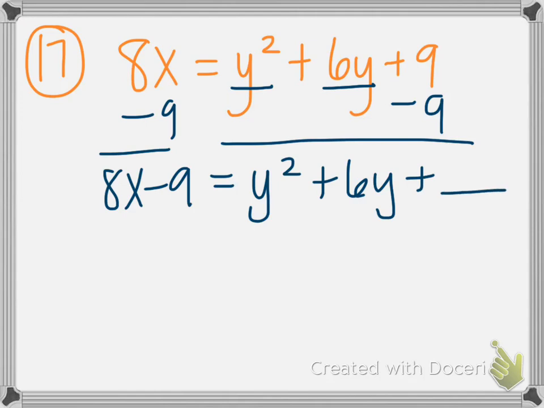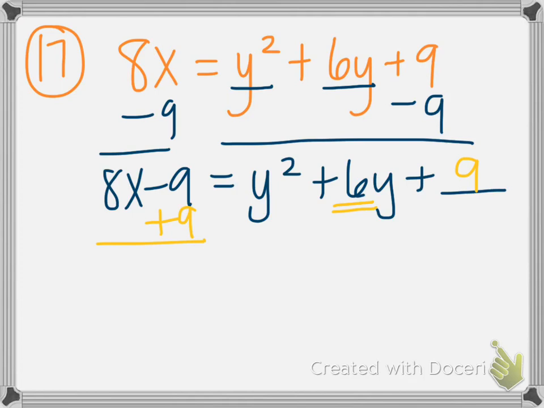Now what's going to have to go in the blank? Well, to figure that out, I take the b value, the 6, and divide it by 2. 6 divided by 2 is 3, and I square it. So I have 3 squared, which is 9. So that goes in the blank. But remember that if I add something to one side of the equation, I have to also add the same thing to the other side of the equation. So I'm going to add 9 to this side as well.